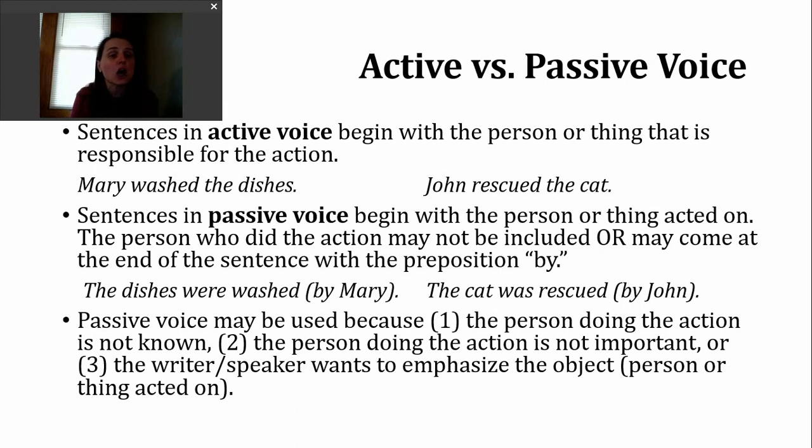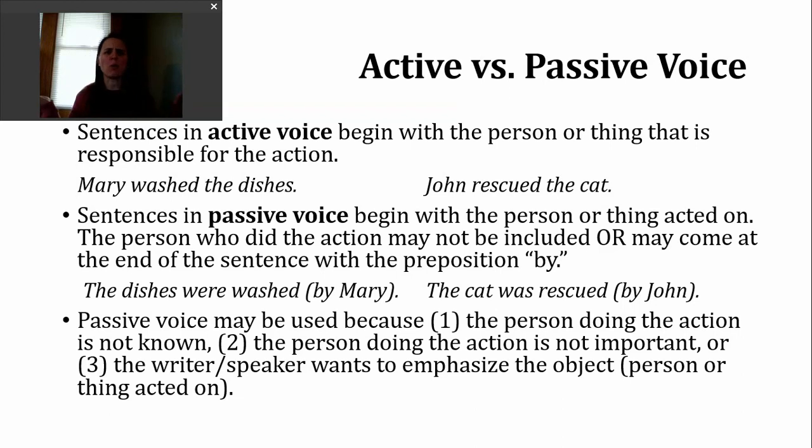So here are those same sentences we just practiced with, but they're in passive voice now. The dishes were washed, right? I could just put a period there and be done. Or I could say, the dishes were washed by Mary. Same thing with the other example. We're going to move the object, the cat, to the front of our sentence. The cat was rescued, period. Or we could say, the cat was rescued by John.